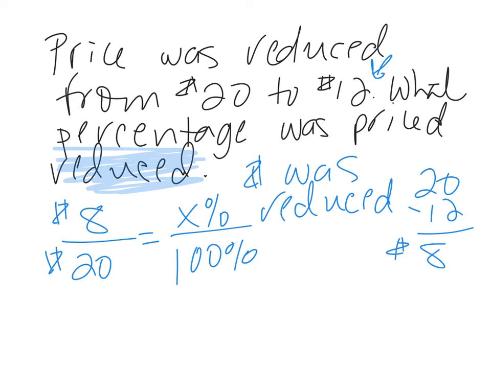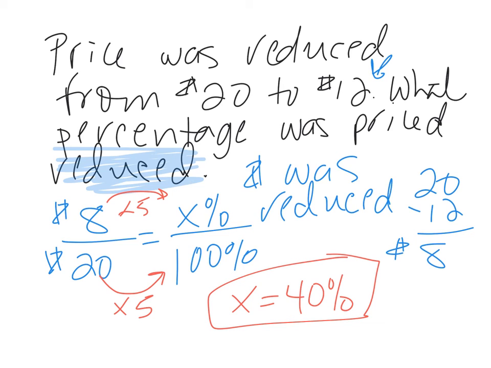Okay, so here I don't have to even simplify because look, 20 times 5 is 100. So 8 times 5 is 40. So this sweater was reduced 40%. That's a pretty good sale.